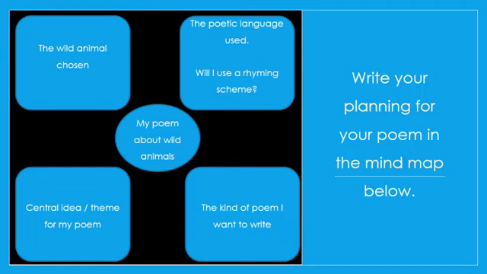So in the center, we've got my poem about wild animals. So that is what your topic is about then. The wild animal that you have chosen. So I'm going to choose a tiger. So in that block, I would then write tiger. Then the poetic language used. Okay, so let's say I decide to talk about the terrible toothless tiger. I have now used alliteration, so I would then write alliteration down in this block.